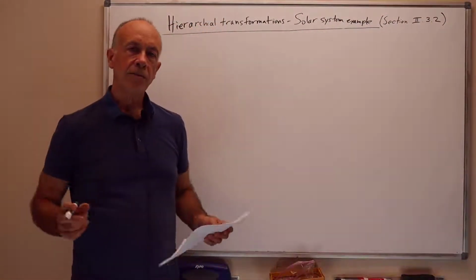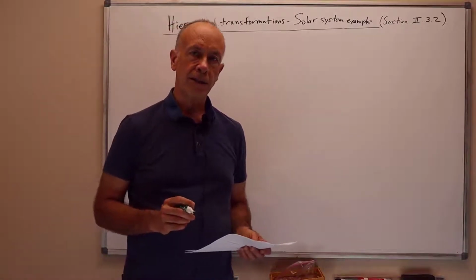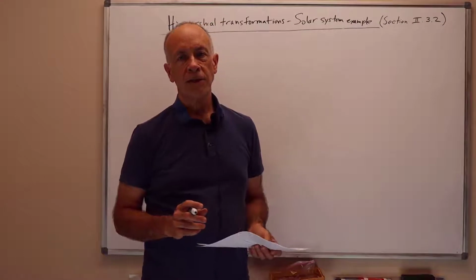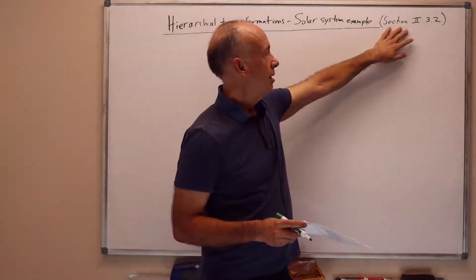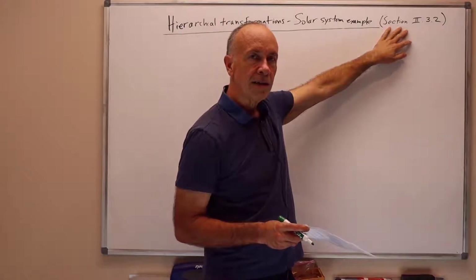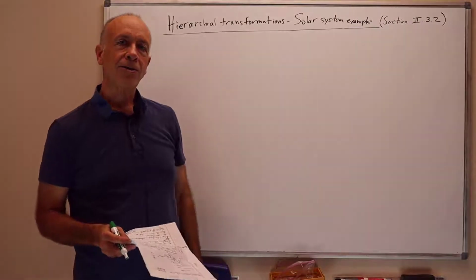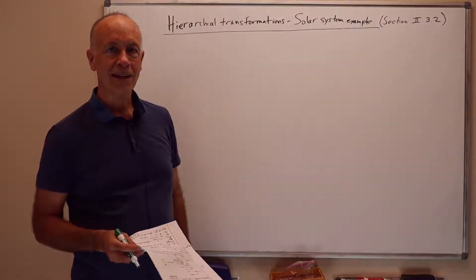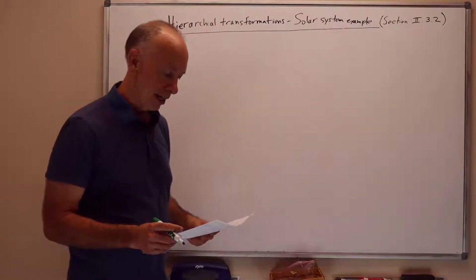Hello. In this presentation, we'll do a simple example of hierarchical use of transformations in 3-space, specifically for a solar system example. This is very similar to the example in section 2.3.2 in the textbook. It's also traditionally one of the assignments used in Math 155A, particularly project number 2, so it's very close to that as well.